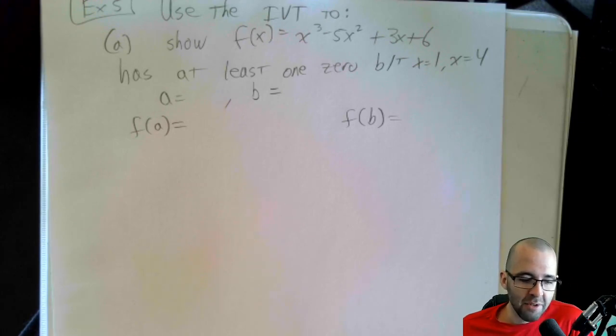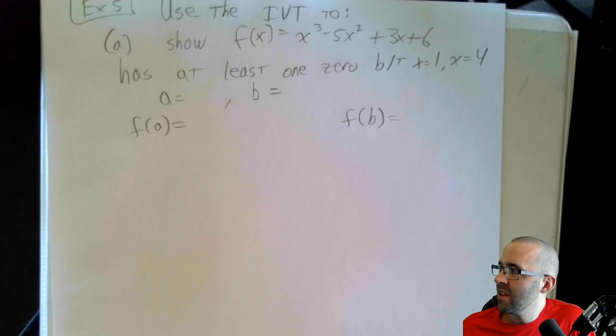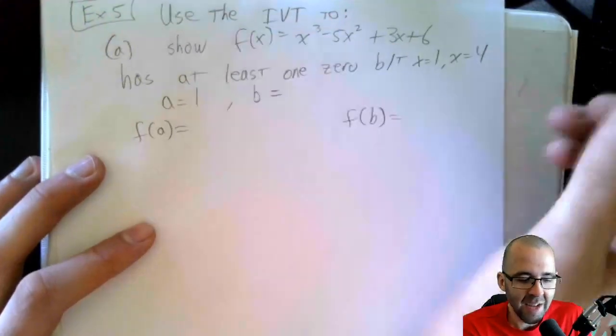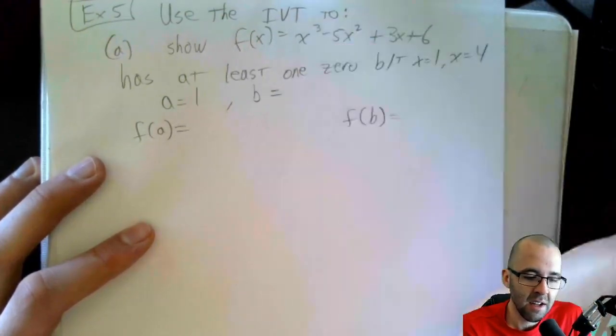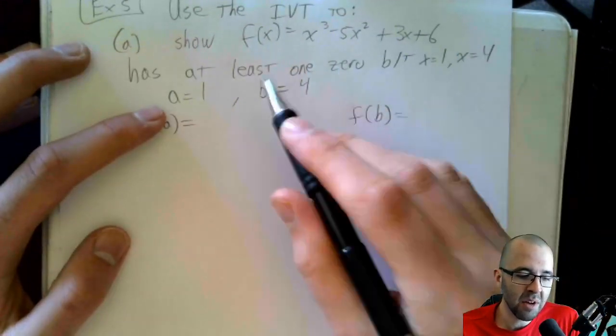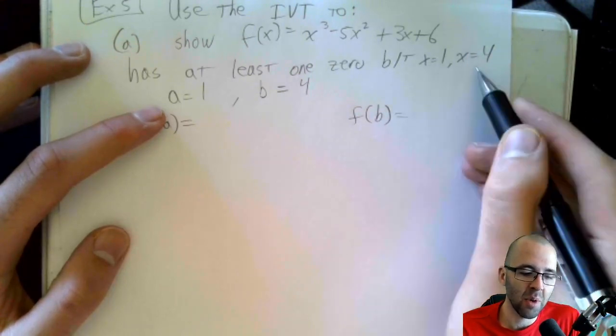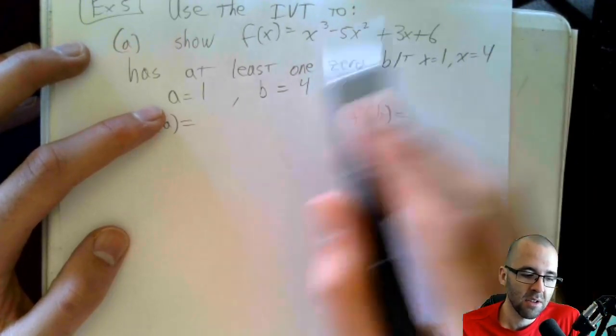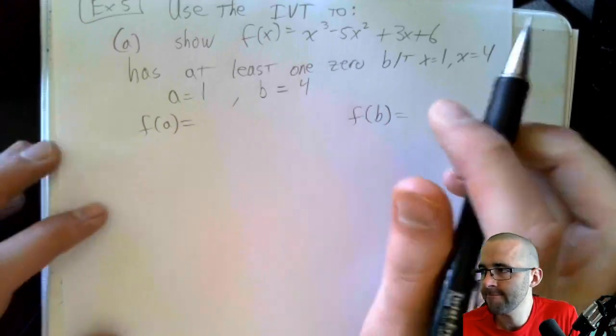It is 1 and 4. I'll blame that second answer on my handwriting. But yeah, it's just the 1 right here and 4. Because we want to find a zero between these 2 points, these are going to be our a and b.